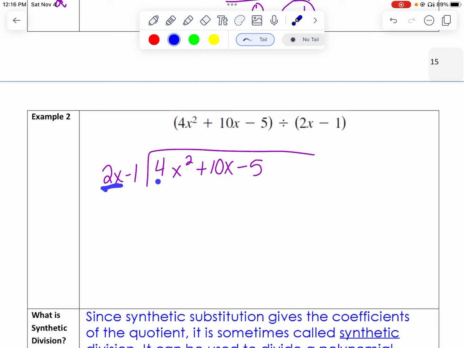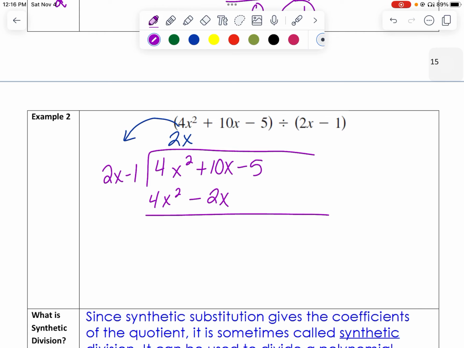Then you look at this term and say, how many more 2x's do I need to get to here? And you would need 2 more. So you'd have to have 2x times 2x to get 4x squared. So you're going with 2x. But when you do this multiplying step, you have to remember to multiply to both. So 2x times 2x is going to be 4x squared. And then 2x times negative 1 is going to be negative 2x.